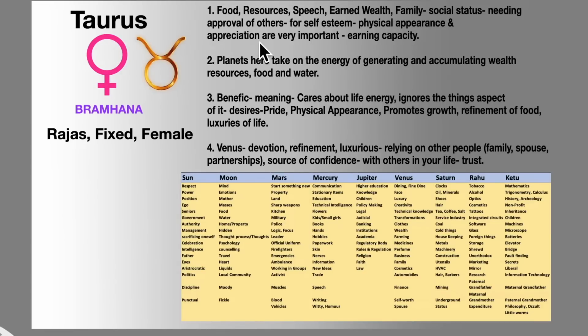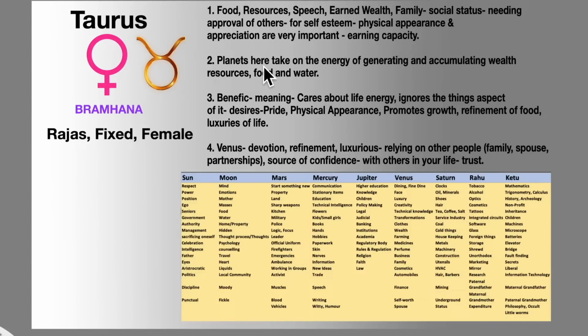Physical appearance and appreciation are very important for Venus in Taurus. How you look to others, how you're being appreciated. Venus desires appreciation, both in Libra and Taurus. That's what Venus looks for. The sense of self-worth comes from here, as well as your earning capacity.